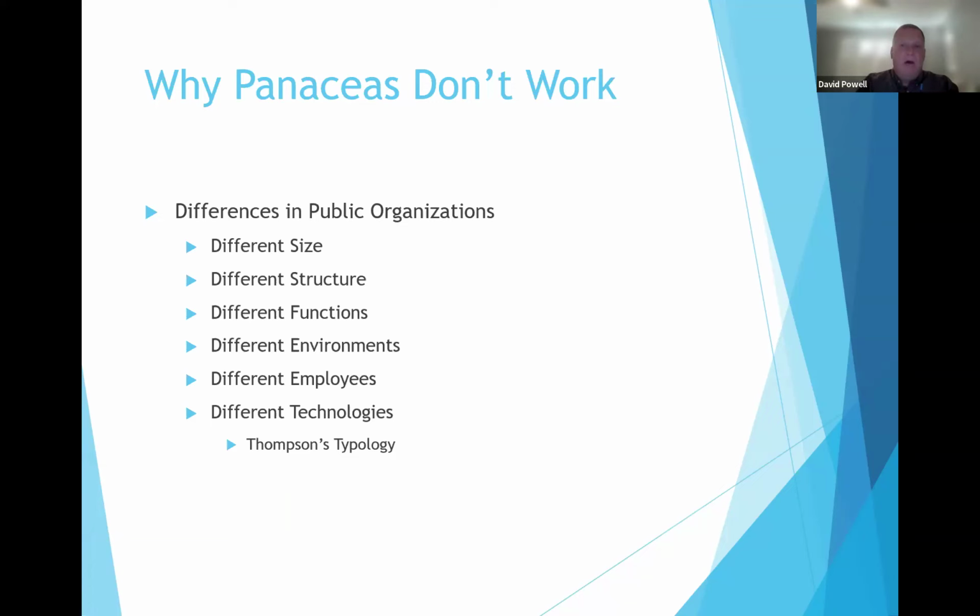A second type of technology, according to our good friend Thompson, is what he calls a mediating technology. In a mediating technology, employees basically connect citizens and consumers with resources. So they're kind of this mediating force between the consumer and the resources that consumer needs. So an example could be something like an employment bureau. The purpose of that employment bureau is to help people find gainful employment.